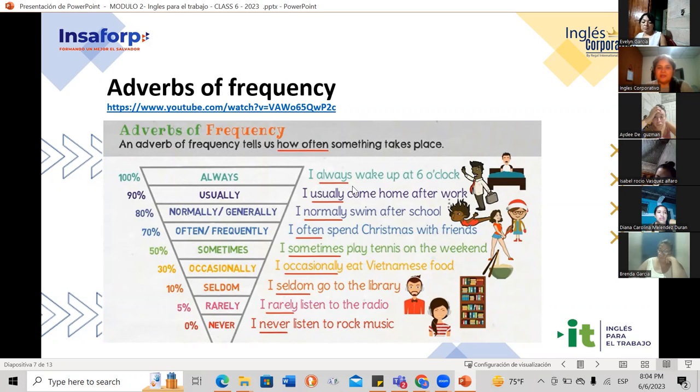Who wants to try to read the examples that we have? Okay, I will read the adverbs of frequency again. Always, usually, normally or generally, often, frequently, sometimes, occasionally, seldom, rarely, never. Never por escrito. Never, always. Usually. Normally. Often.